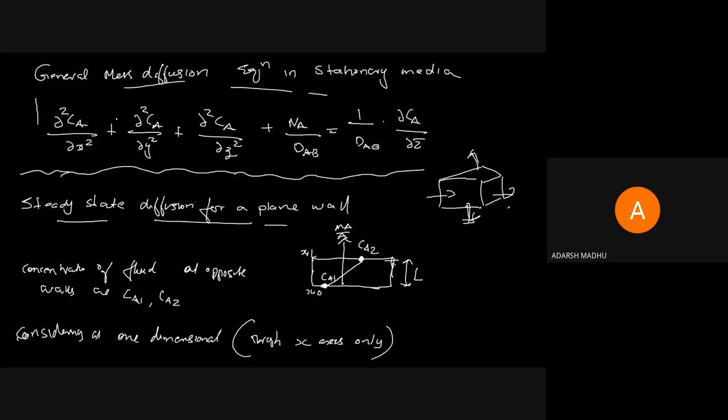dou square CA by dou x square equal to 0. Considering the one dimensional equation, dou square CA by dou x square equal to 0. By integrating this equation, we will get, what is the integrating term? Dou square CA by dou x square is the second derivative.